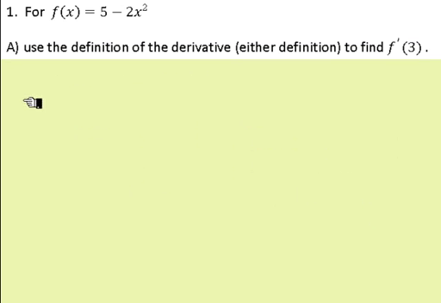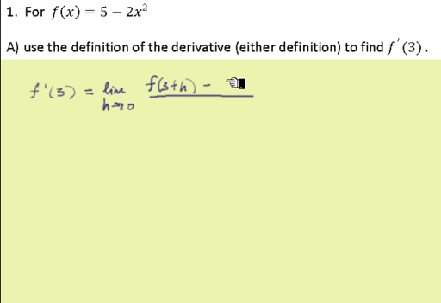In number one, we want to use the definition of the derivative, either definition, to find f prime of 3. So I'm going to use the first definition. So we'll write f prime of 3 is equal to the limit as h goes to 0 of f of 3 plus h minus f of 3 over h. So we have to figure out f of 3 plus h and f of 3, and we're just going to substitute in. Sometimes it's advisable just to do that separately, so let's do that over here.